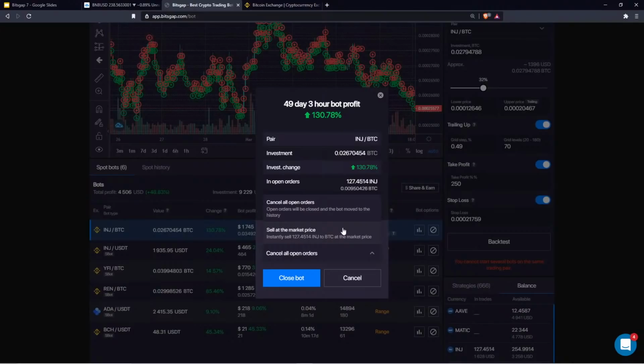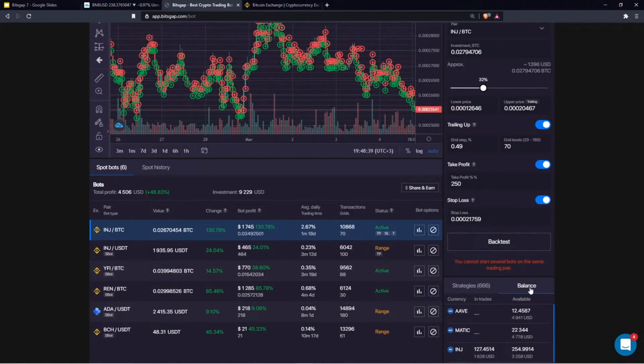So it will sell all of the ING. But another option is to cancel only open orders. So it just cancels sell and buy limit orders, but it doesn't sell the base currency that I have, which is right now 127. If you choose this option as your exit method, then what you have to remember is that 127 INGs is going to stay in your balance, and you will still be exposed to the price fluctuation of ING. All right, so that's something for you to keep in mind always.